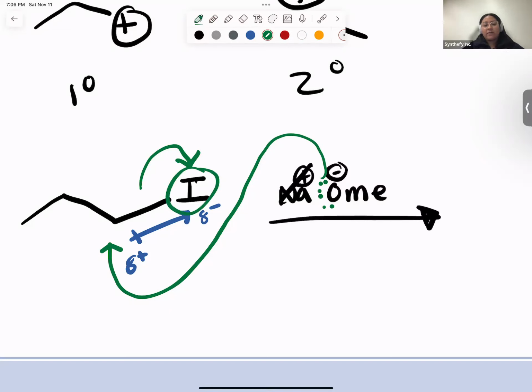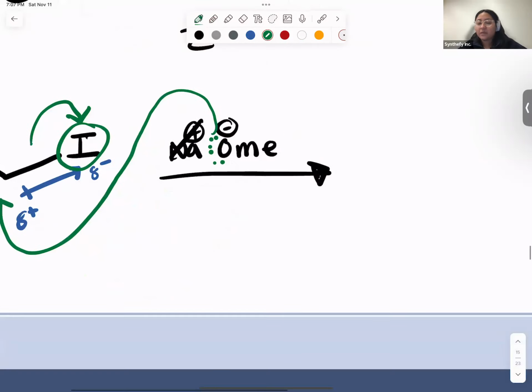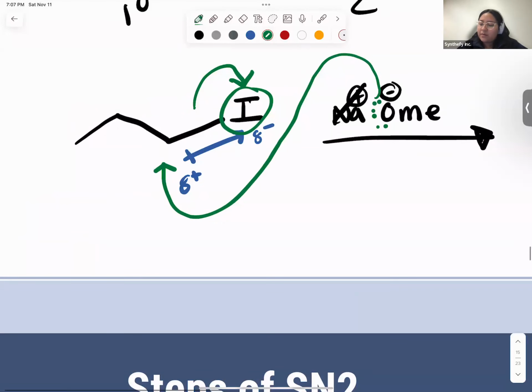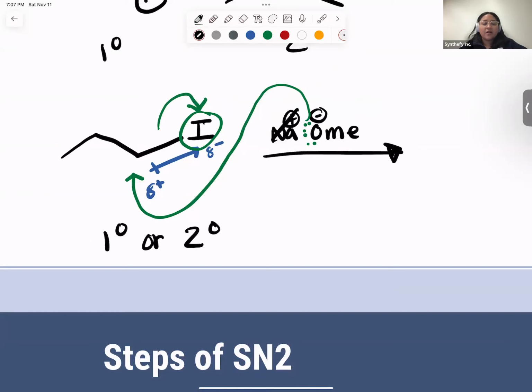It doesn't have to wait for it to leave on its own so that the nucleophile can attack, because weak nucleophiles are for SN1 reactions. That's why you have to have the carbocation. You have to have the leaving group leave first so that the weak nucleophile can go on and take its place. But for a strong nucleophile, you don't need that. And the reason why you need a primary, as shown here, or a secondary carbon is because those are less crowded. Less crowded for what? The nucleophile to go and attack.